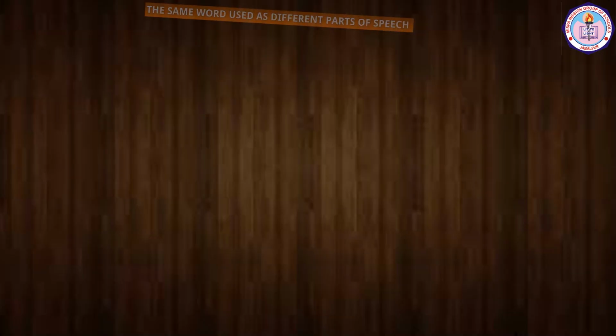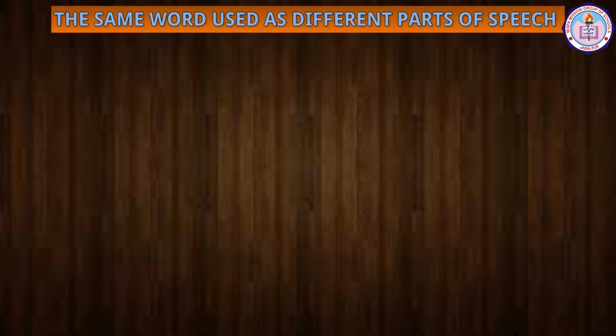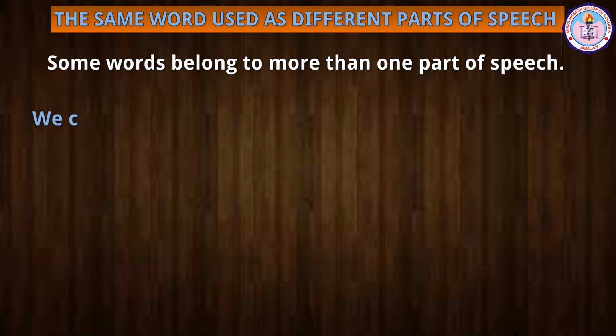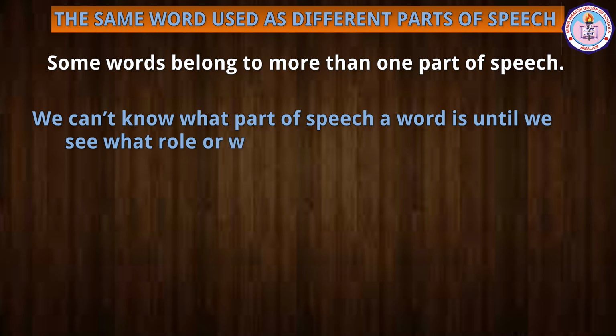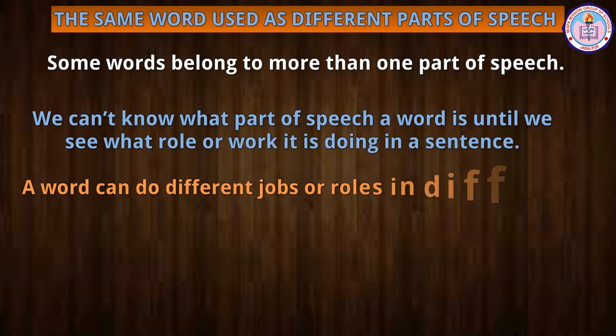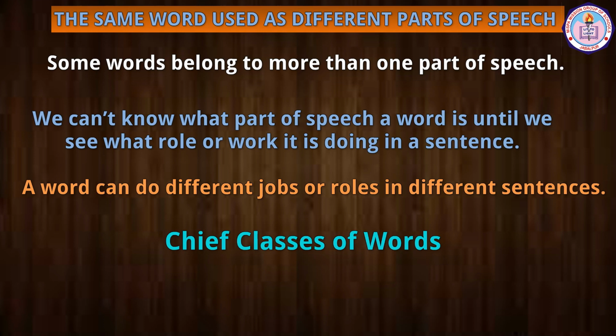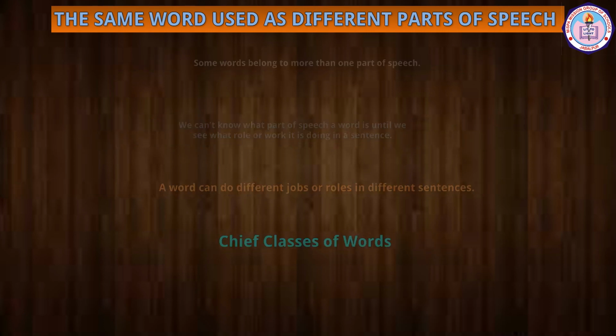Now we will see how the same word is used as different parts of speech. Some words belong to more than one part of speech. We can't know what part of speech a word is until we see what role or work it is doing in a sentence. A word can do different jobs or roles in different sentences. Let us examine a few selected words using them in our real life examples. The following are the chief classes of words that take different parts on different occasions. They are shown in pairs used in different situations.